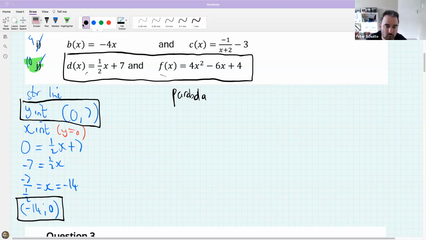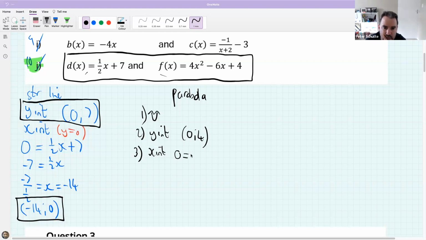When I taught this earlier, I had what's called a 5-step process or 4-step process, so I'm going to use it. So it's a happy parabola. Number 2, what is the y-intercept? It's going to be (0, 4). So that's probably the first bit where we get a bit stuck.